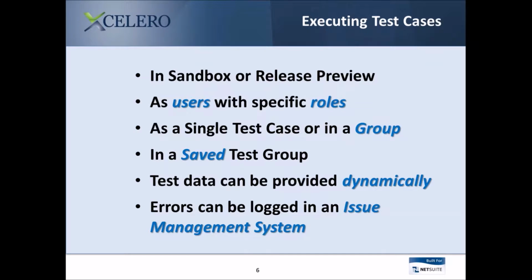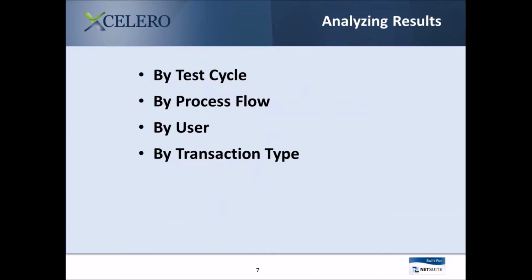Our customers typically execute test cases in a sandbox or in their release preview environments. When a test case is executed, it is done as a specific user under a specific role. Test cases in groups or flows are saved so they can be executed whenever needed to test for regression. If there is an error reported at the time of execution, that can be logged directly in an issue management system such as Jira. Xcelero provides analytics by slicing and dicing test execution data by test cycle, process flow, users, and transaction types.